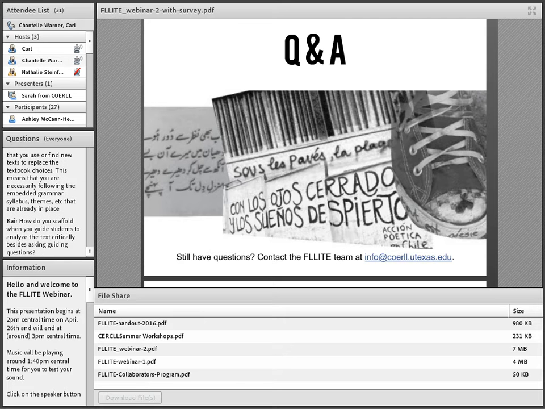Another question coming in is about how you scaffold when you guide students to analyze the text critically, besides asking guiding questions. For me, one of the best starting places is often their reader response themselves, starting with these interpersonal and ideational functions in particular. So looking at what they notice about how they respond to the text, what they notice about what seems to be represented from the text, and then building from there into something like a short introduction to a historical context.